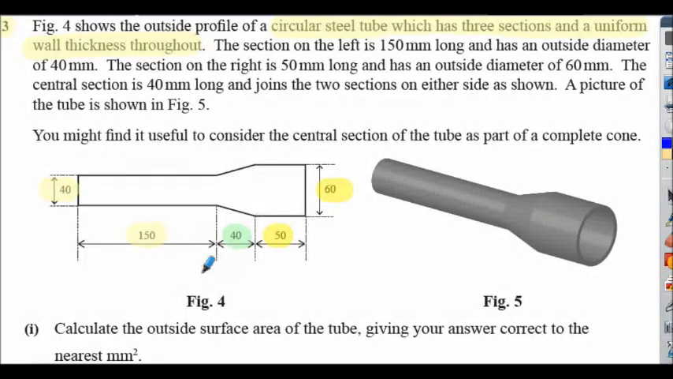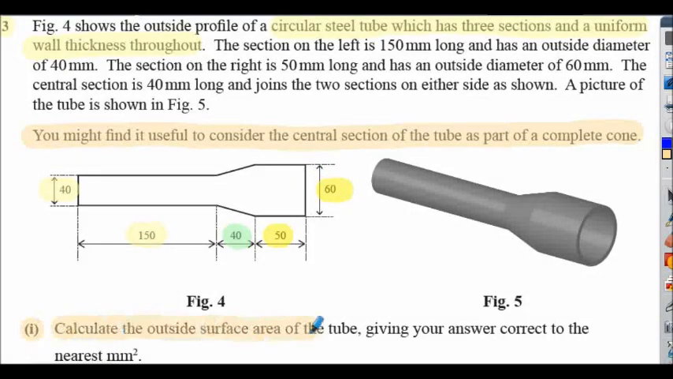So there's a 2-dimensional drawing in figure 4 here, and a 3-dimensional view in figure 5. The question suggests we might find it useful to consider the central section of the tube as part of a complete cone. It's obviously a hint to help us with the solution. So part 1, we've got to calculate the outside surface area of the tube, giving the answer to the nearest millimeter squared. Not sure if you want to stop the presentation and attempt this question, but I will show the full worked solutions, which commences on the following slide.